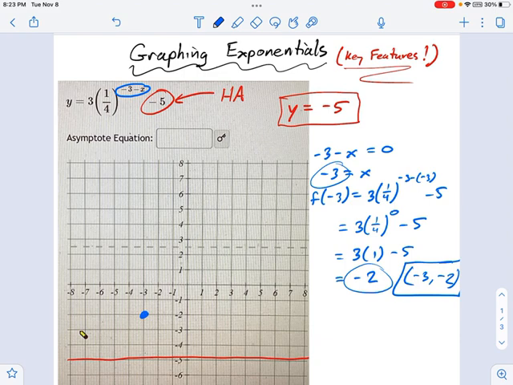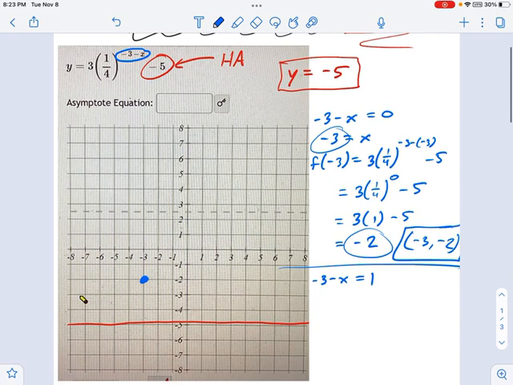Okay. Now the next thing I have to do is plot another value. And what you might try first, let's say you don't really know where you're going, let's just pick another nice value of the exponent. We're used to picking something like -3 minus x equals 1. And I'm going to show you why this is not the best idea. If you plug that back into your equation, you'll get something like this.